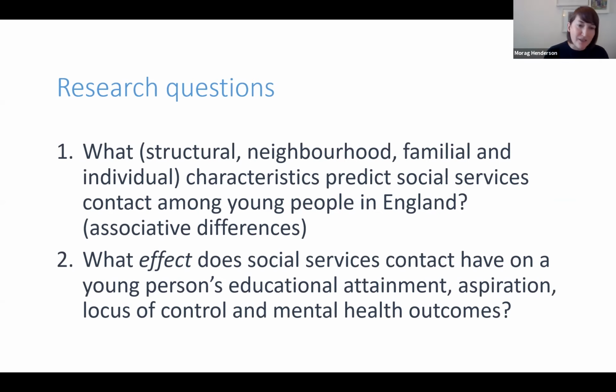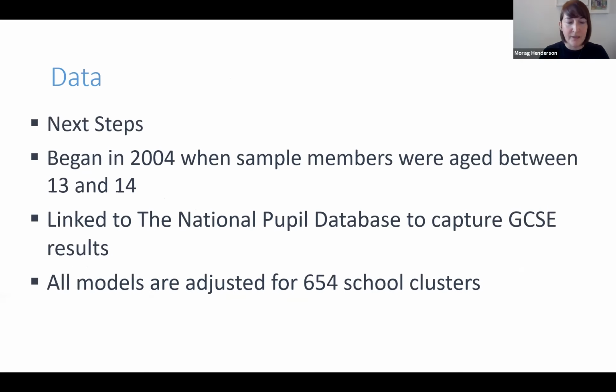We can get close to causality, we can isolate the effects so that the coefficients are conservative, but we really can't say that having social work contact in and of itself can cause something else to happen. So these are associations. But we're interested in, for those kids who did have social service contact, what were the young person's educational attainments, aspirations for higher education, locus of control, and mental health outcomes.